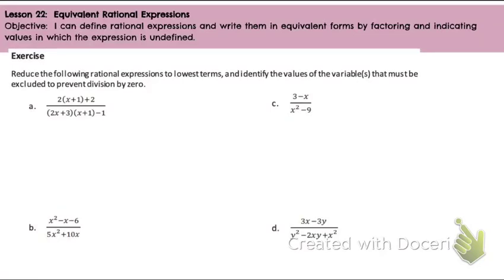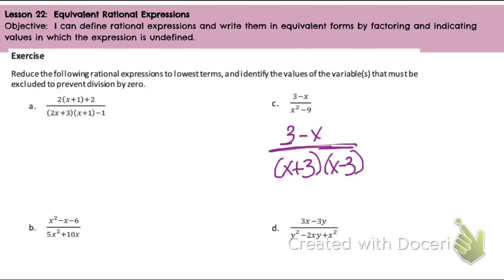Okay, this is the second part of lesson 22 before we get to the problem set. So I'm looking at problem C, 3 minus x over x squared minus 9. What I notice right away is that my denominator is in the shape of the difference of two squares, so it's x plus 3 times x minus 3.